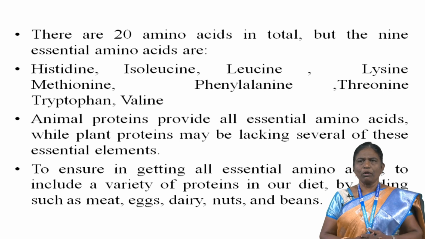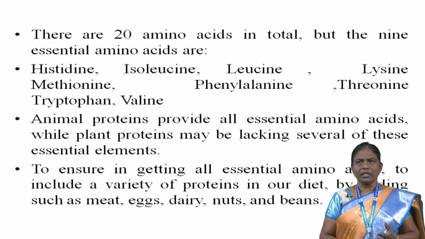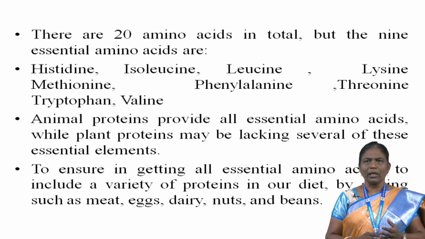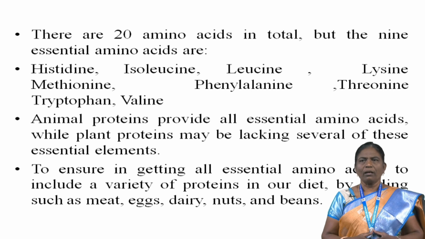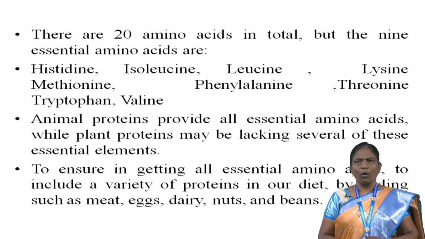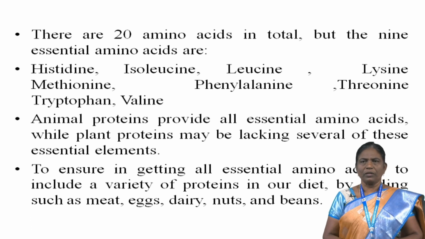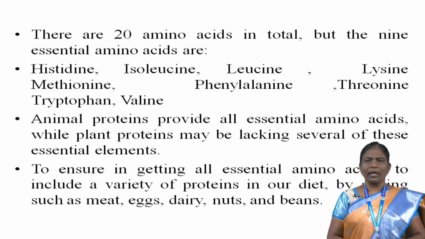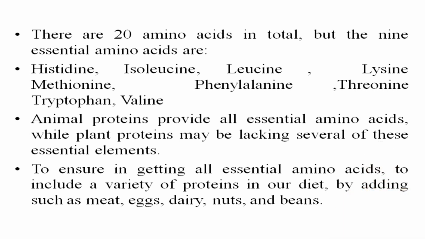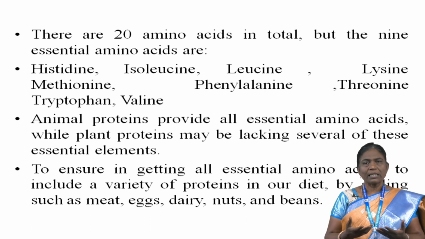There are 20 amino acids in total, but the 9 essential amino acids are histidine, isoleucine, leucine, lysine, methionine, phenylalanine, threonine, tryptophan and valine. Animal proteins provide all essential amino acids, while plant proteins may be lacking several of these essential elements. To ensure we get all essential amino acids, include a variety of proteins in our diet, such as meat, eggs, dairy, nuts and beans.